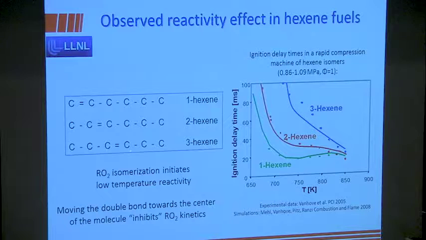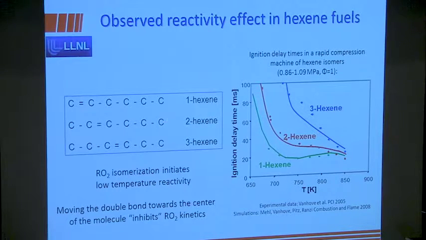And so we're going to get much less RO2, QOOH, and low temperature branching for 3 hexene. And that's exactly what we see. And then 2-hexene is someplace in between the two. So you at least have some chance here of getting some internal isomerizations in 2-hexene, much better chance with 1-hexene, but very little chance with 3-hexene.